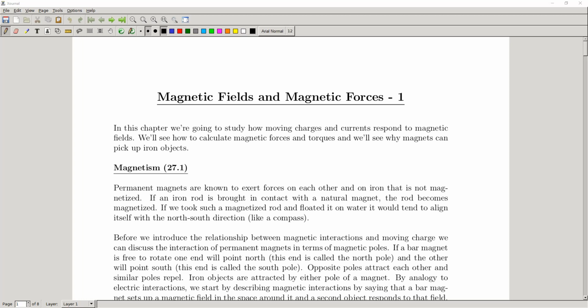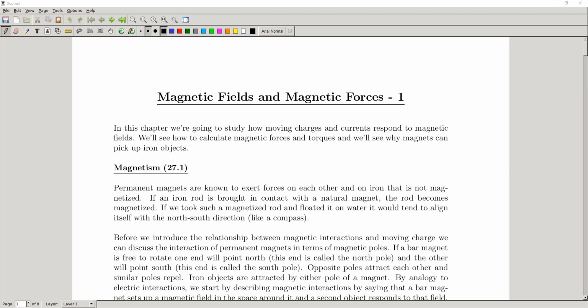Okay, this is going to be our first video on magnetic fields and magnetic forces. This is going to be chapter 27 from the text. In this chapter, we're going to be studying how moving charges and currents respond to magnetic fields. We're going to see how we can calculate these magnetic forces and magnetic torques.